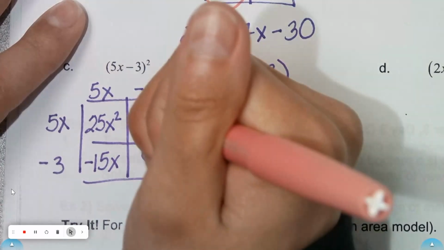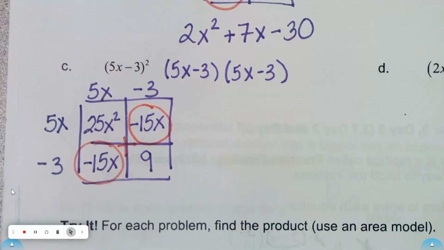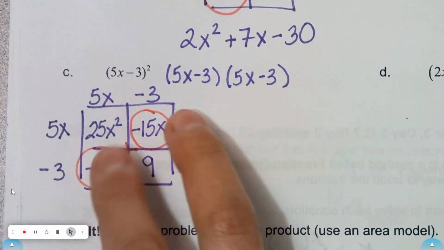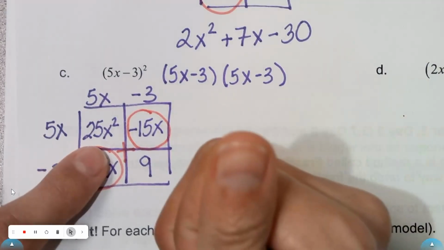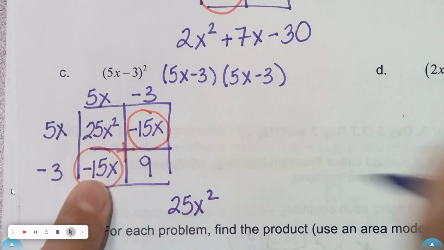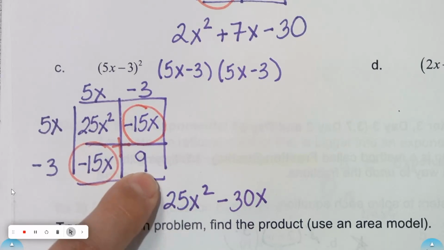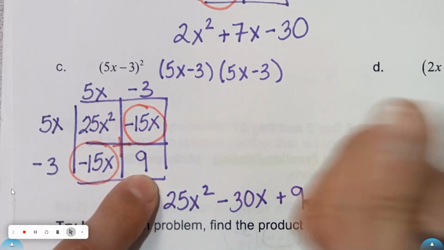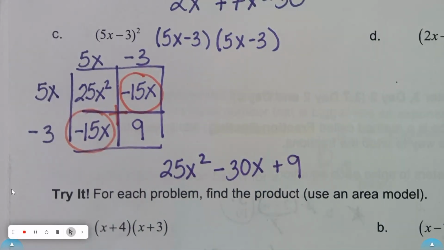Think about what your like terms are. Okay, and you're going to add them. Be careful here. The common mistake is that students think those cancel each other out, but they actually don't. Negative 15 plus negative 15 does give you an answer. So I'm left with this 25x squared. Negative 15x plus negative 15x is actually negative 30x. And then I have this 9, which is positive, so I'm going to write plus 9. So this is my final answer at the bottom. Those can be kind of tricky.